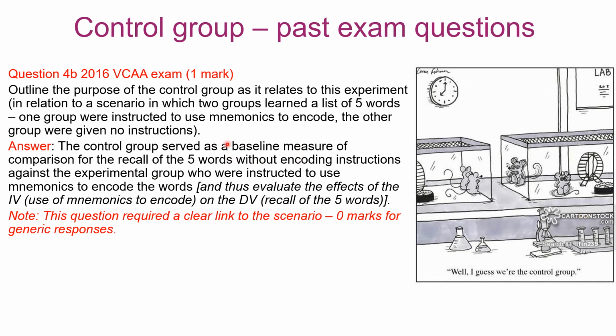A good buzzword to use here when you're explaining a control group is that it serves as a baseline measure, and then just link it back to the scenario in terms of the IV. So it's a baseline measure for comparison of the recall of those 5 words in relation to mnemonics.